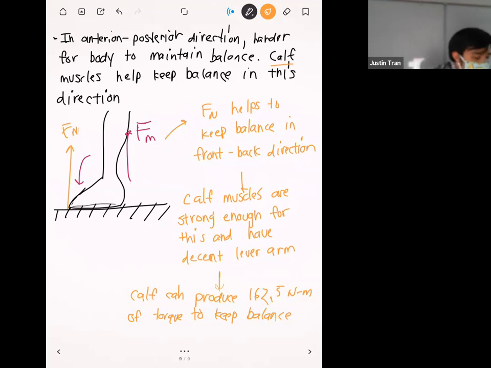But what you often don't see is people going around doing handstands, right? Because when you're doing a handstand, instead of your big calf muscles, what you have are your wrist flexor muscles. Okay, and your wrist flexor muscles are not designed for this at all. And so I'll draw it out on the next page and give you some numbers to illustrate how poorly designed the wrists are for maintaining balance. Okay.